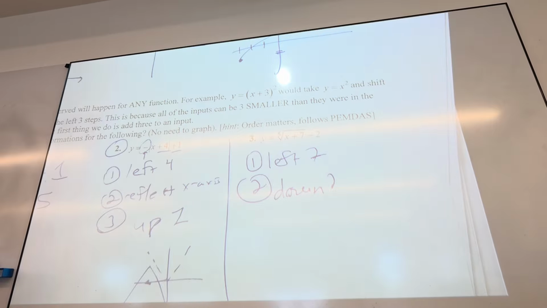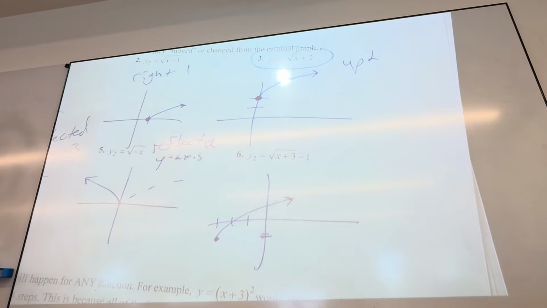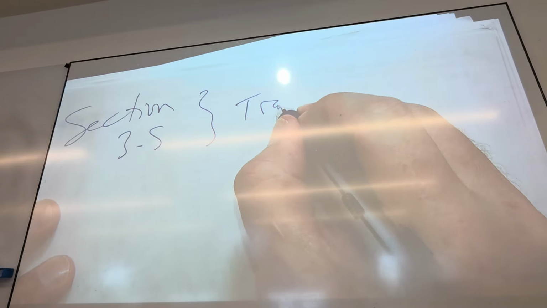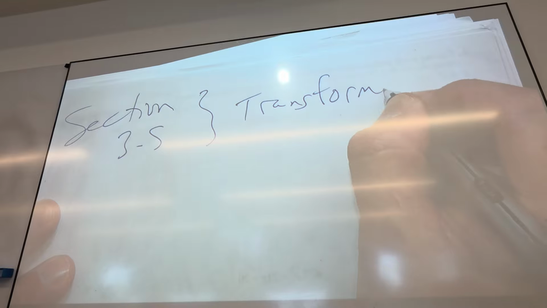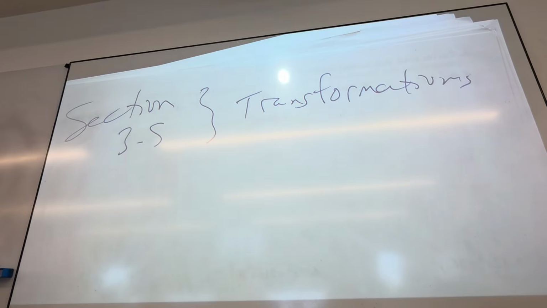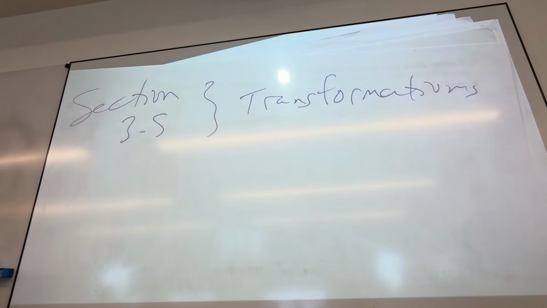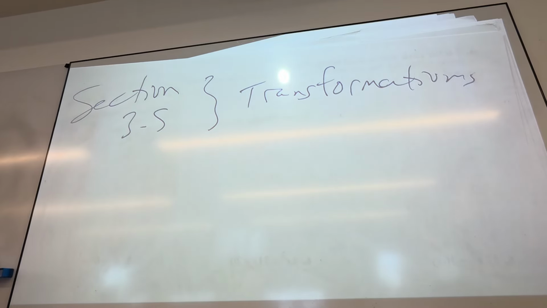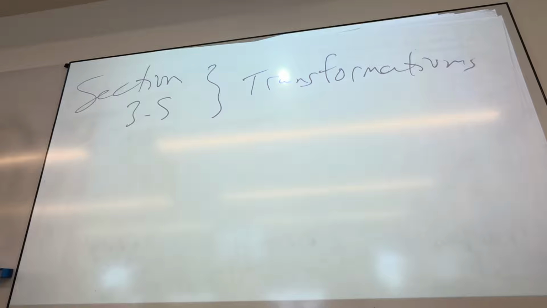Okay. So I want to say one more specific thing about transformations. This is section 3.5, by the way, if I remember correctly. 3.5 is transformations. Transformations is just the general name for reflections and shifts up and down, left and right. And one more thing we haven't talked about yet.